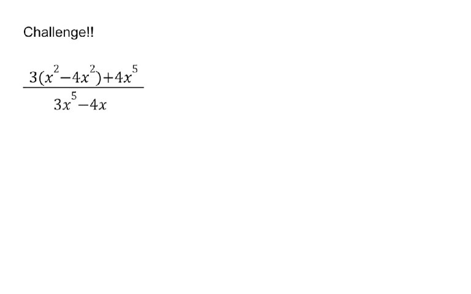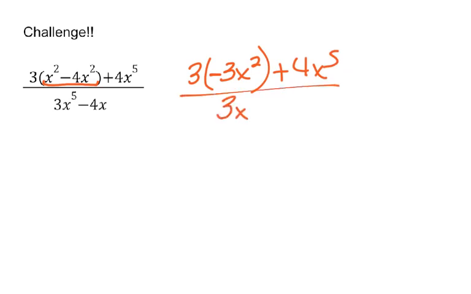First, let's solve what's in our parentheses. Remember, whenever you have something like this, with different pieces and it's being divided, you do the top piece and the bottom piece and then divide them at the end. This one is kind of tricky. You're going to combine those like terms. So x squared minus 4x squared would be negative 3x squared plus 4x to the 5th divided by 3x to the 5th minus 4x.